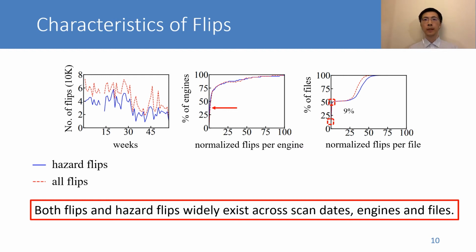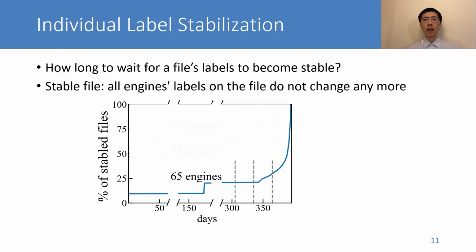As flips widely exist, users would ask how long they should wait until a file's labels become stable. Here, stable means all engines' labels won't change anymore. We measured the percentage of stable files as time went by. This sudden jump is because one engine has hazards on more than 3,000 files on that day. We found that only when the days to wait is more than 300, the percentage begins to increase.